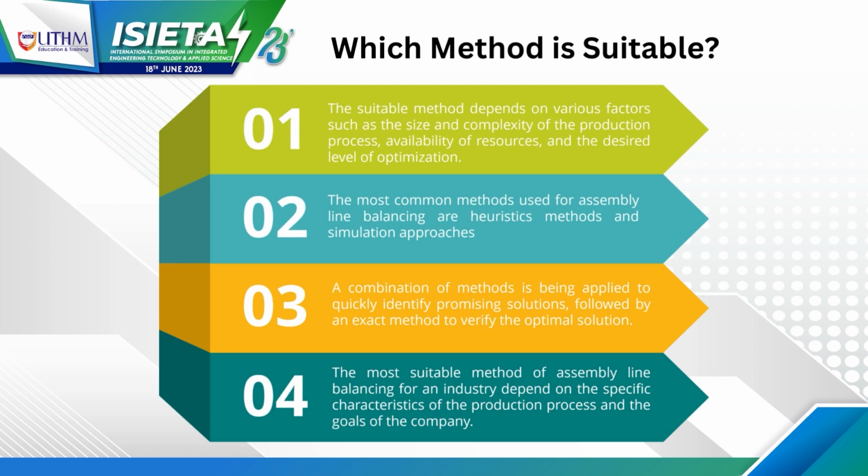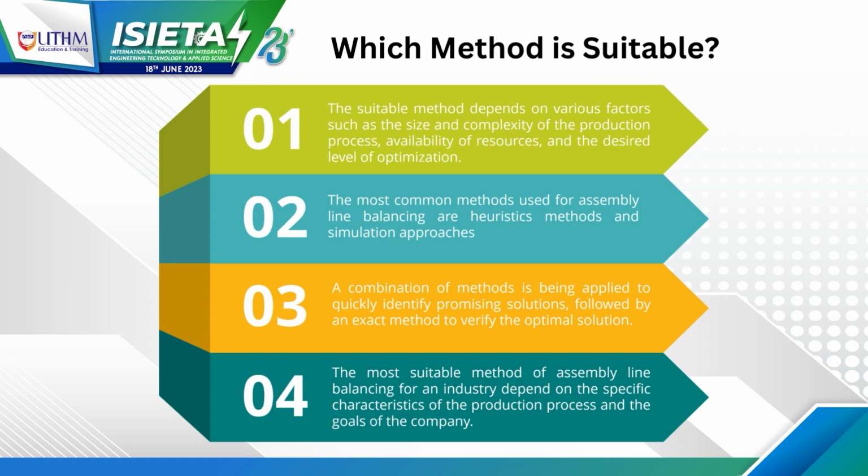The most accurate method in assembly line balancing is the exact method. However, it can be computationally intensive and may not be practical for large and complex problems. In practice, from an industry point of view, the most common methods used are heuristic methods and the simulation approach. In addition, a combination of methods is also applied, such as heuristic and meta-heuristic, to quickly identify promising solutions, followed by an exact method to verify the optimal solution depending on the size of the production process.